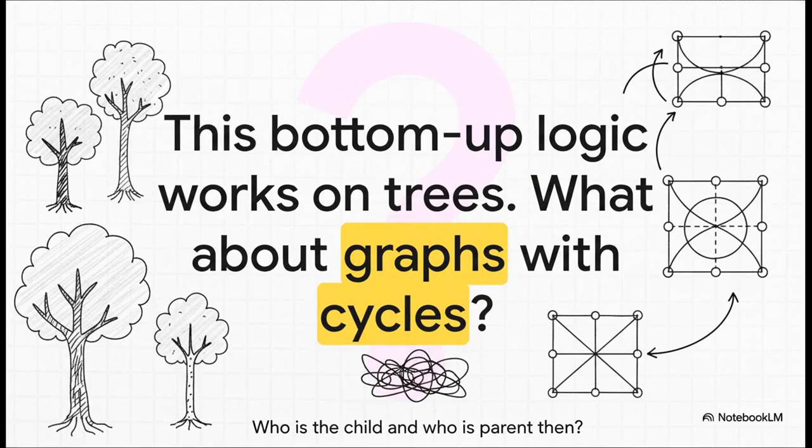And this brings us to a final, really important point. This whole bottom-up, children-first logic works so beautifully because trees don't have cycles. But what happens when you introduce a cycle? When you have a graph with loops, who's the child and who's the parent? The whole idea gets messy, right? And that question is really the gateway to the next level, the much more complex but fascinating world of DP on general graphs.